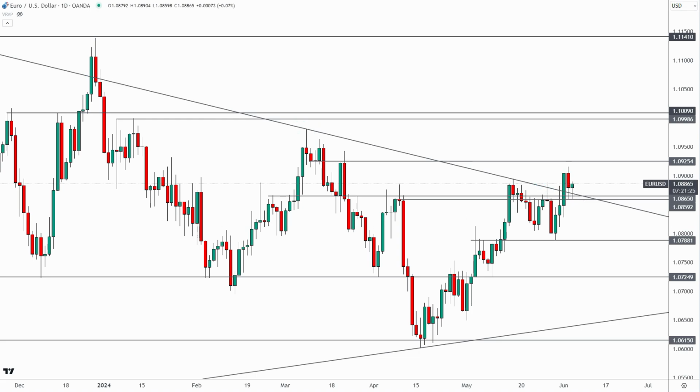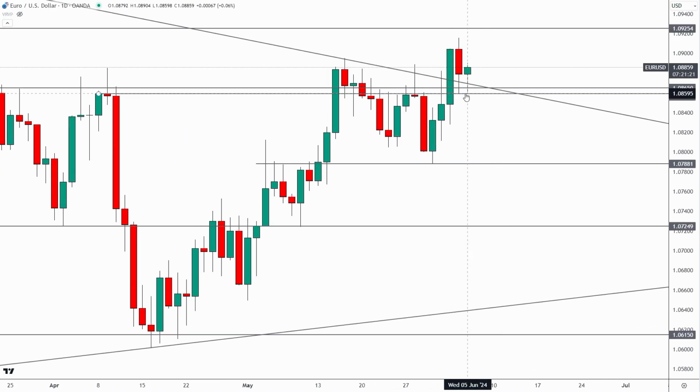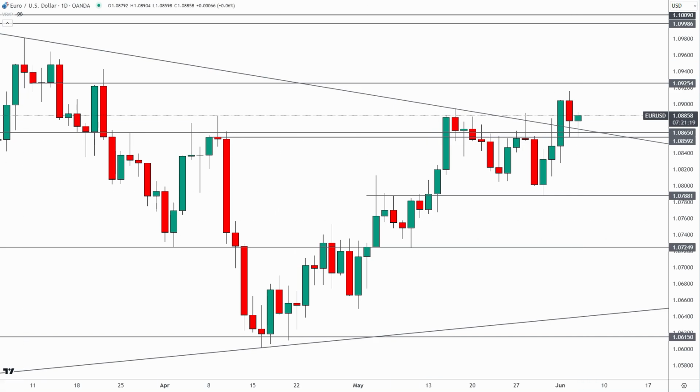Now, the critical level to watch here for the Euro USD is going to be 1.086. As for support, this is the level that now needs to hold. We've talked about this area before, but you can see where the past 2 days, the market has found support right at that key level. That's no coincidence.